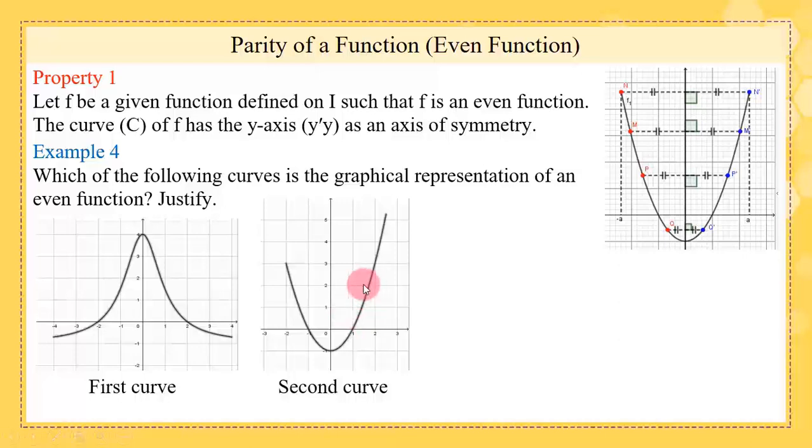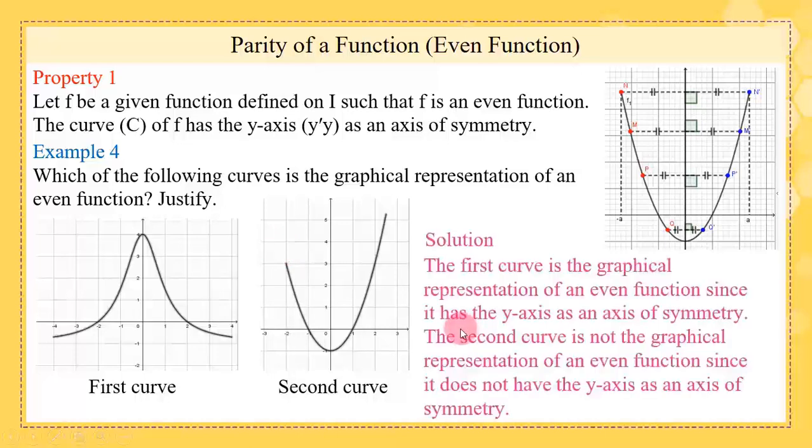We can take as a counterexample the point of abscissa 2. If we take the symmetric of this point with respect to the y-axis, the point does not belong to the curve. So the second curve does not represent an even function.